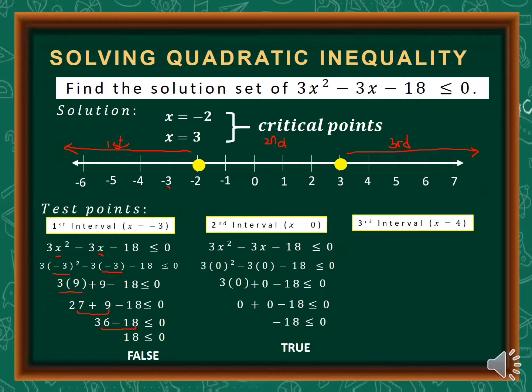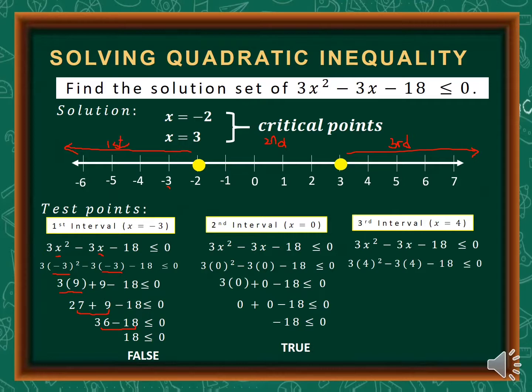Okay? Let us try third interval. Hindi naman porke po nakuha na natin na second interval ay true, ay okay na yan. At sasabihin natin na false na yung third. No. Kasi pwede naman tayo magkaroon na ito ay part ng solution, ito pwede rin siyang mag-true. Ano? So let us try this third interval wherein x is equal to 4.